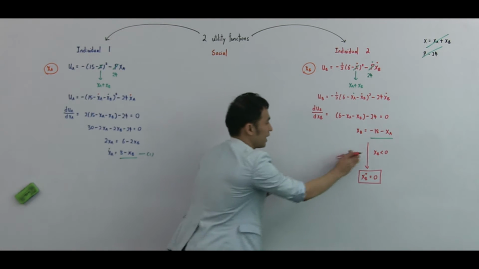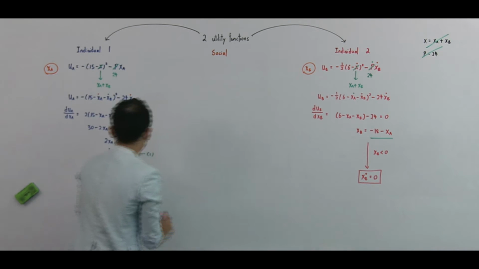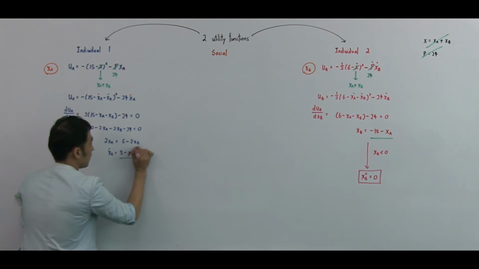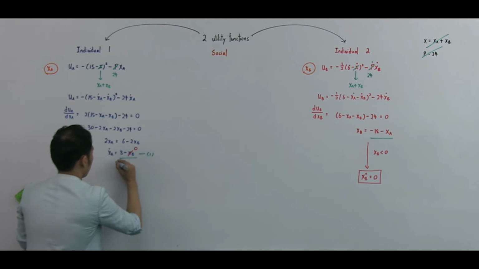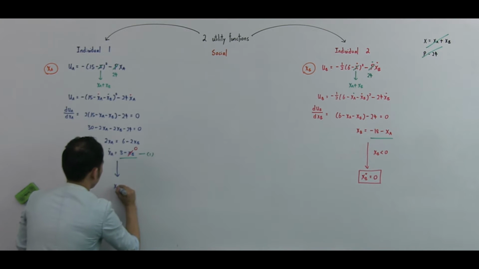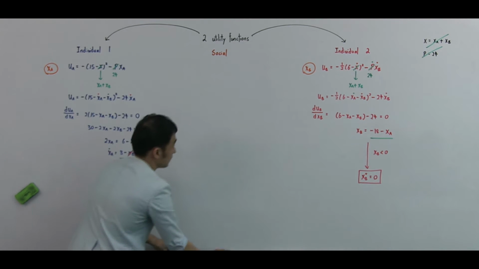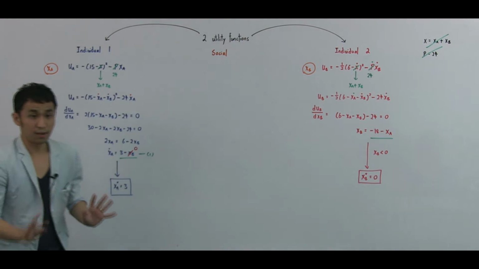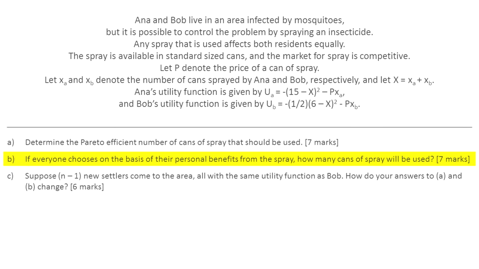So once I know it's 0, straightforward, I can plug this 0 in here. And my XA star will be equal to 3. This is the answer. It's not hard, right? Not hard. This one is for part B, okay? This 7 marks is for part B.